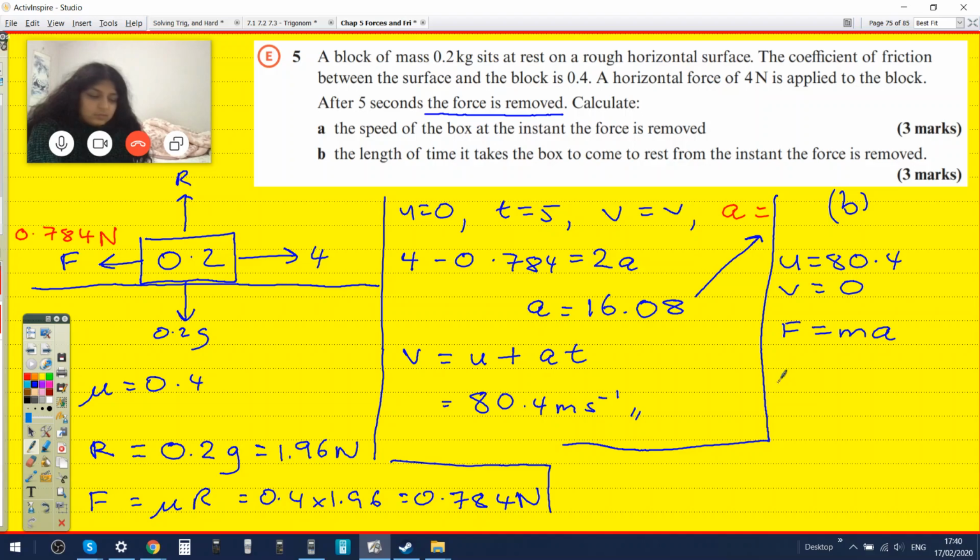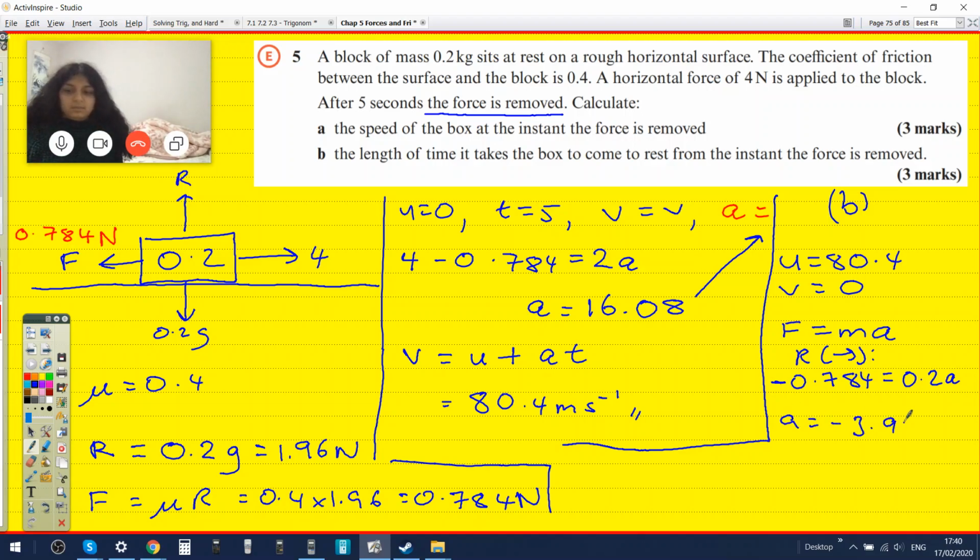Yeah. I'm going to say minus 0.784. Why? Because it's going left. Okay. Oh yeah, because then the acceleration would be negative as well. Yeah. Minus 3.92. Okay. Oh, now you could do V equals U plus AT. Yep.